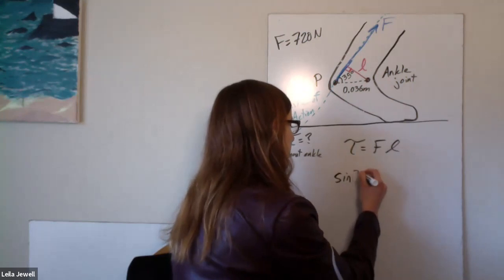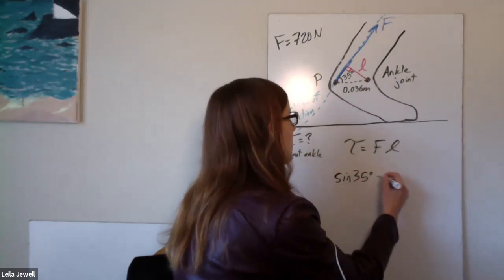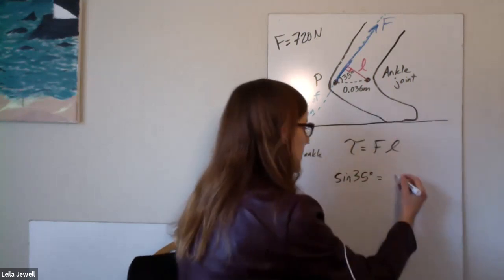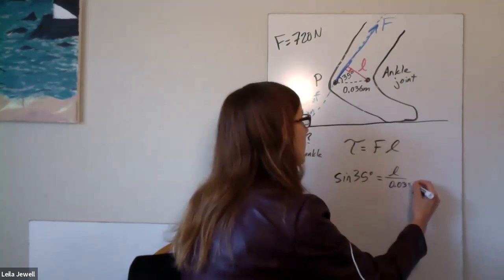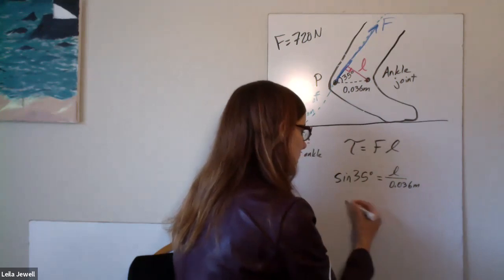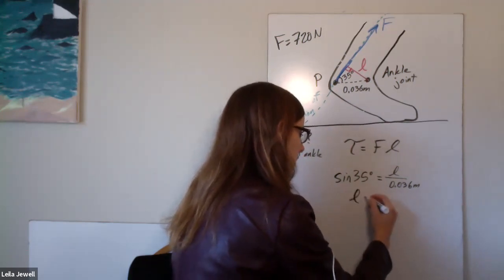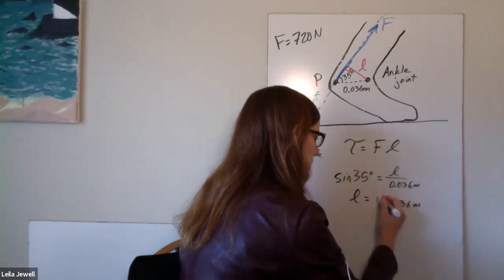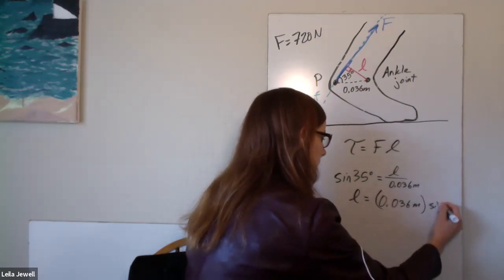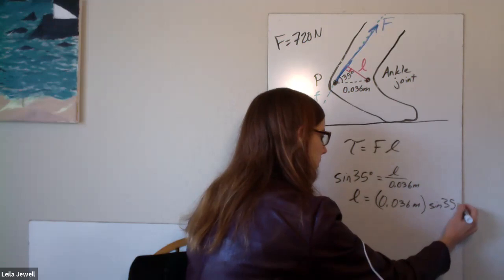So sine 35 degrees is equal to the opposite, L, divided by 0.036 meters. So in other words, my lever arm L is 0.036 meters times sine of 35.